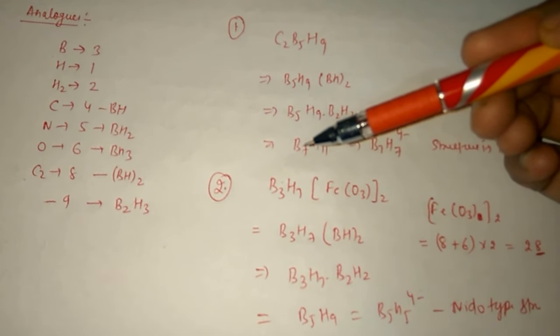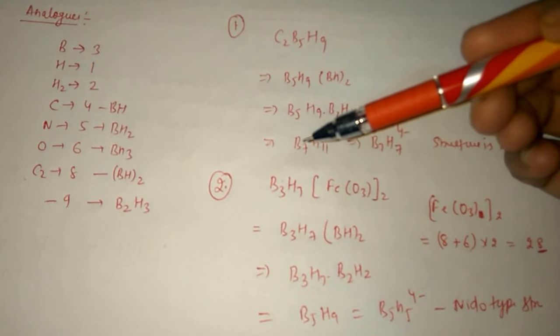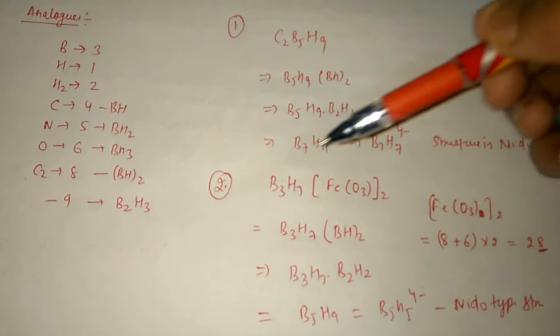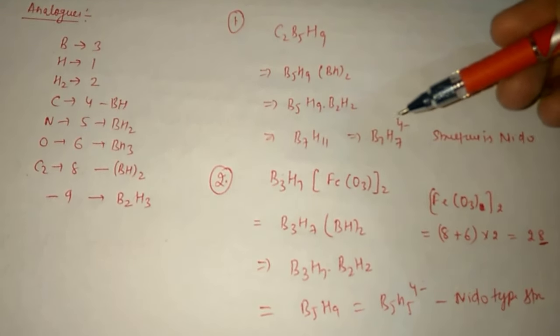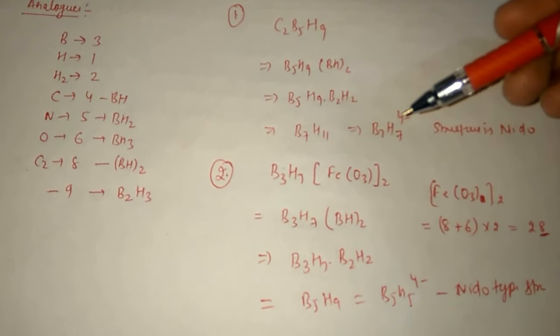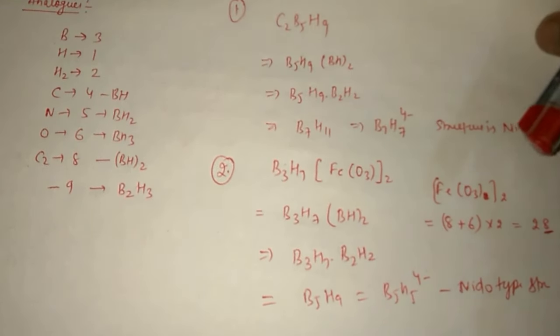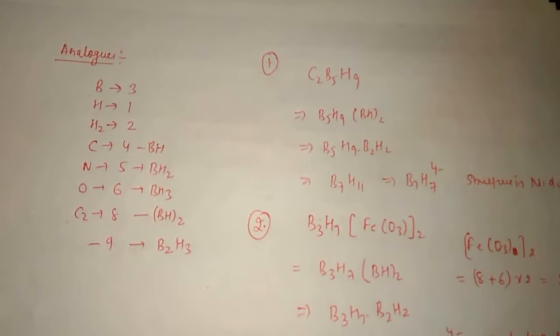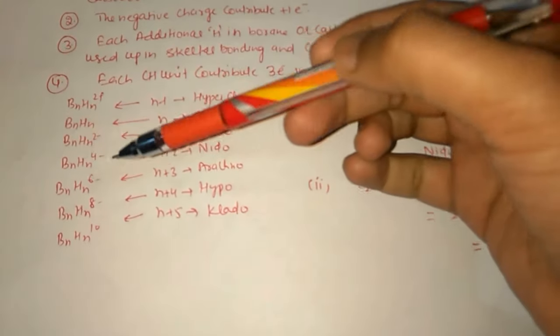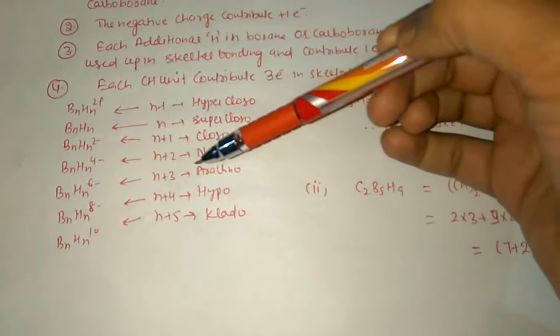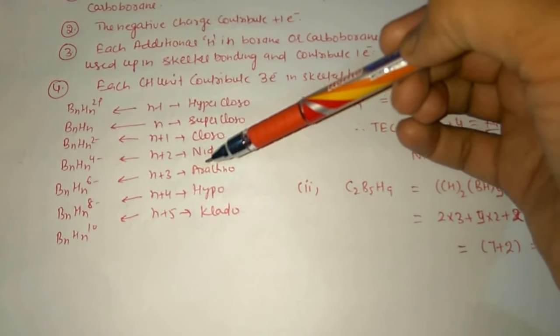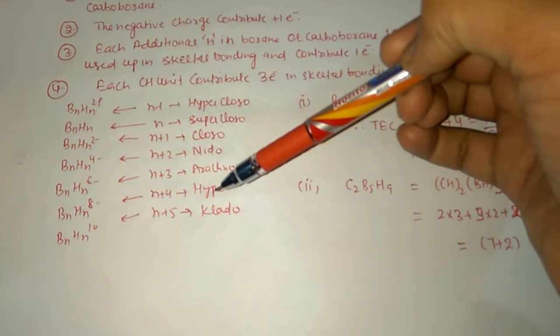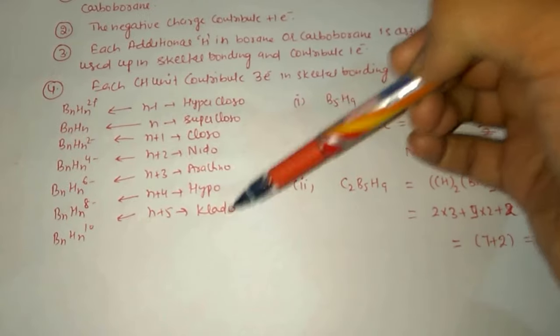Now we will convert it in the form of BnHn. So B7H7, in order to adjust to 7 we will get 4 negative. And we have already shown that BnHn 4 negative corresponds to a nido structure. Like this structure. If BnHn 4 negative, we get nido structure, 2 negative closo structure, then we get arachno structure, then we get hypho structure, then we get klado structure.